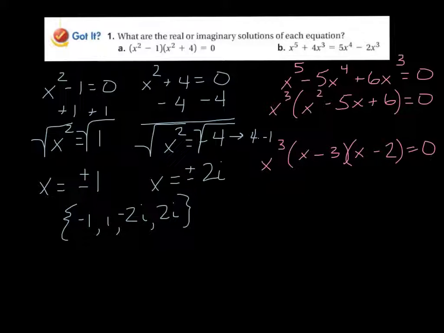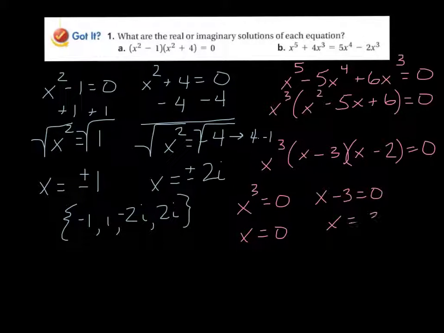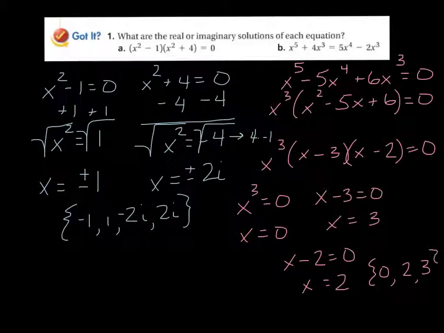Set those factors equal to 0. x cubed equals 0, so x equals 0. x minus 3 equals 0, so x equals 3. And x minus 2 equals 0, so x equals 2. So that's 0, 2, and 3. So no imaginaries on that one. Okay, moving on.